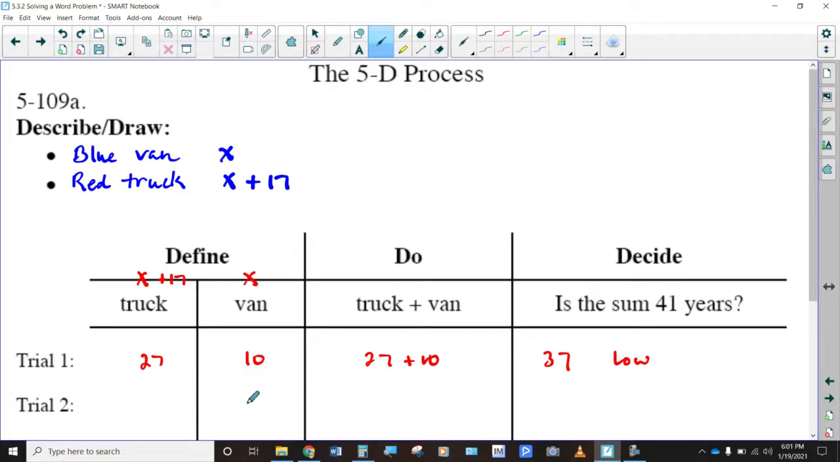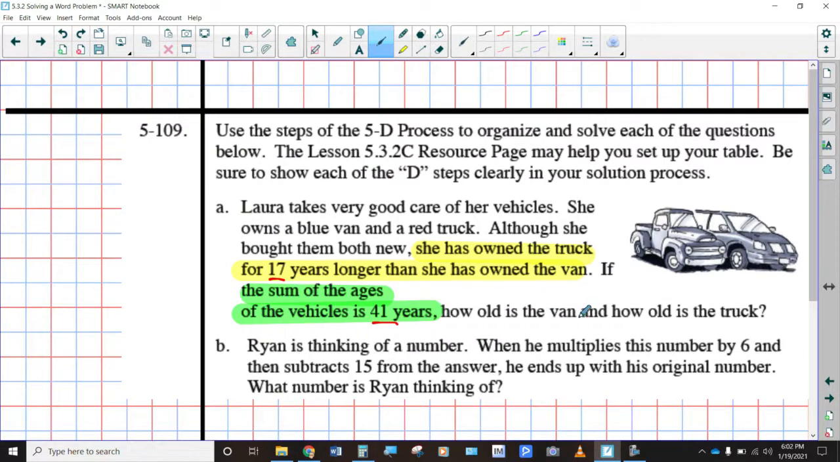So let's make this 12. So this one would have to be 12 plus 17, what is that? Two more, that's going to be 29. So 29 plus 12 is equal to 41. Boom, that's the answer. So let's declare: how old is the van and how old is the truck? The van is 12 years old and the truck is 29 years old. There's our declare.